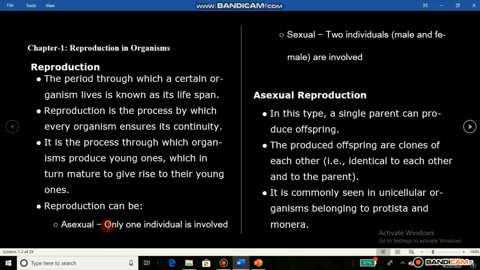I have already written it here. See this, asexual reproduction. In this type, a single parent can produce offspring. Already I told you, the produced offspring are clones of each other, that is, identical to each other and to the parent. It is commonly seen in unicellular organisms belonging to Protista and Monera.